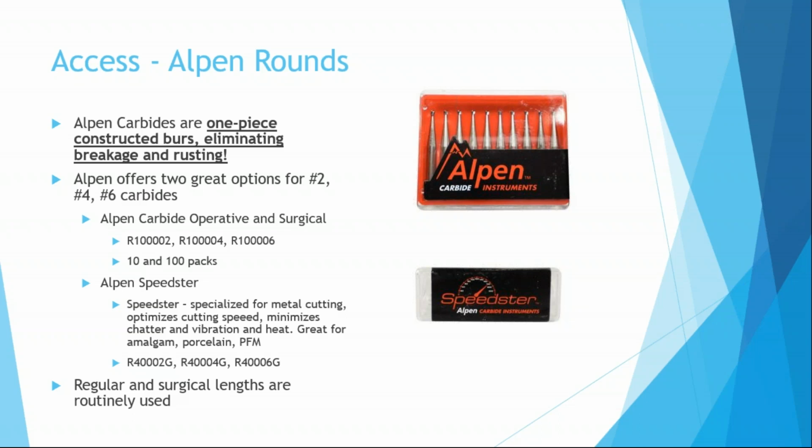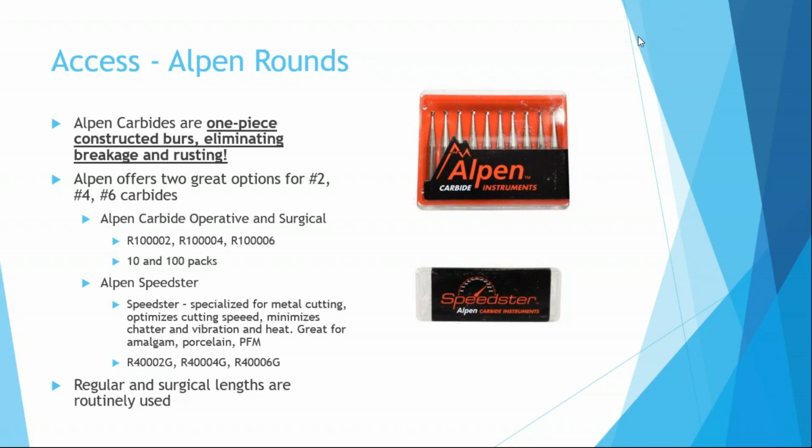Okay, thank you, Melissa. So our Alpen line is a little bit unique of a product. It's a one-piece constructed burr. So most of the ones out there that we see are a 2-piece. So you have a shank with a welded head on top, and that's where you get weak points in the junction right there. You might get some breakage. You might get a lack of concentricity, which creates chatter in your handpiece, so wear and tear in your handpiece, or you might get some rusting.